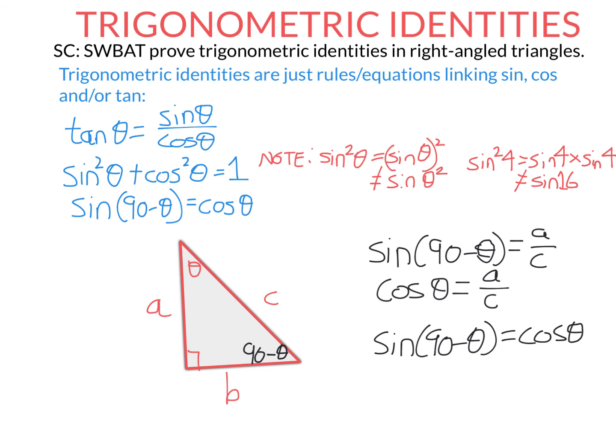So in practice, this means like sine of 20 equals cos of 70, sine of 80 equals cos of 10, and so on.